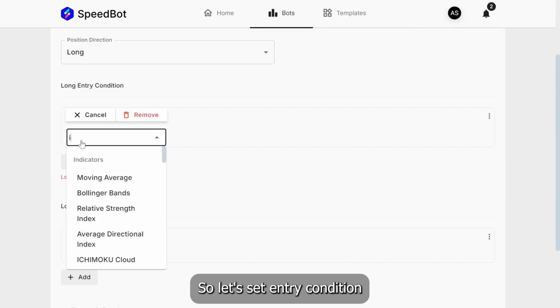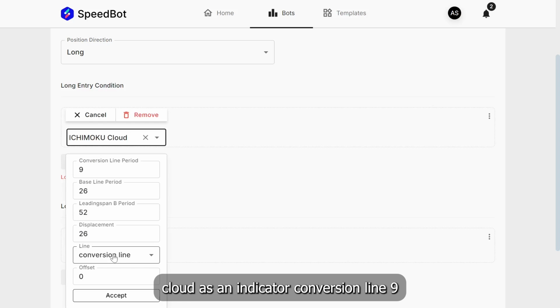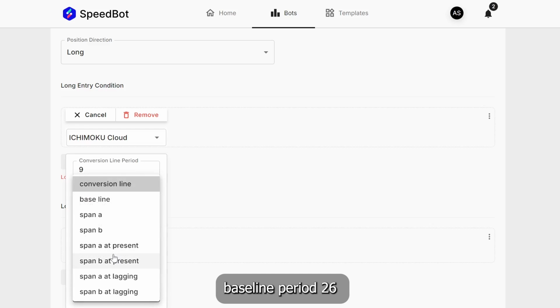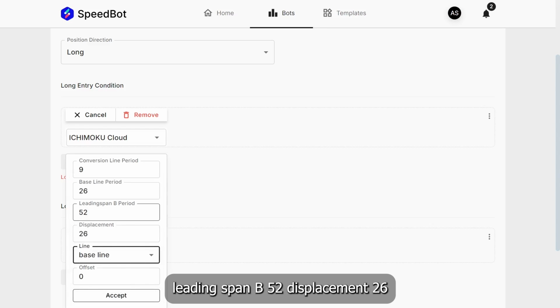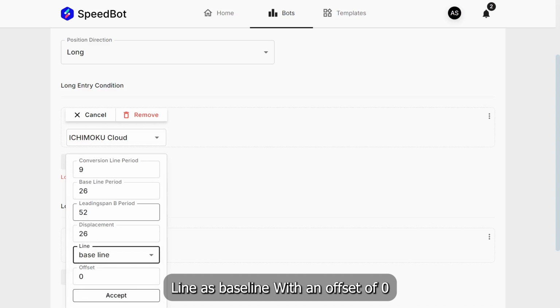So let's set entry condition. Firstly, Ichimoku Cloud as an indicator. Conversion line 9. Baseline period 26. Leading span B 52. Displacement 26. Line as baseline, with an offset of 0.